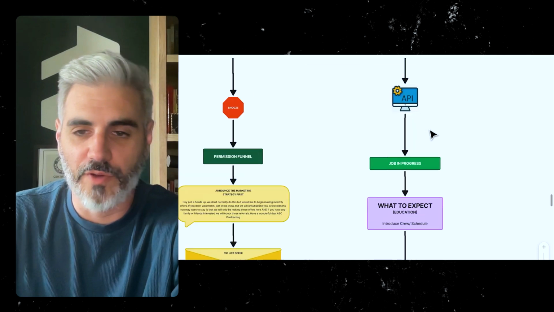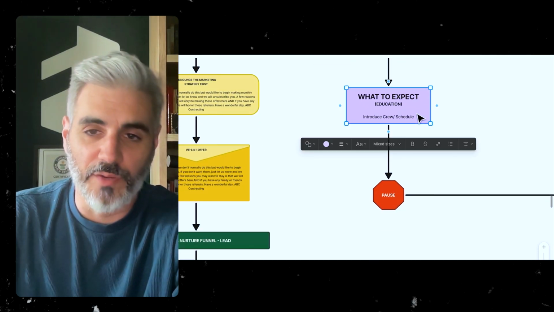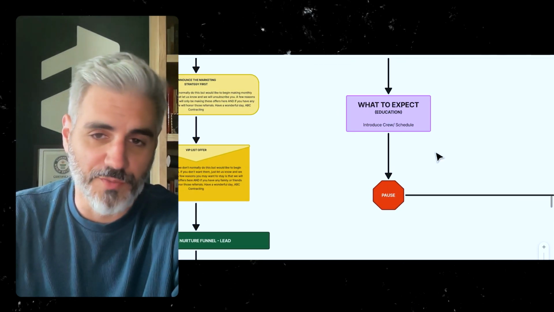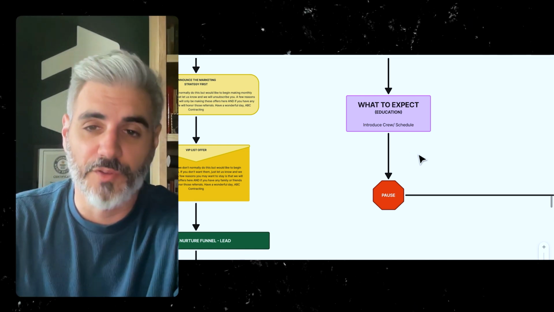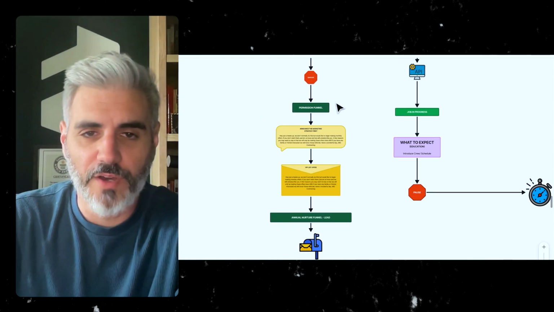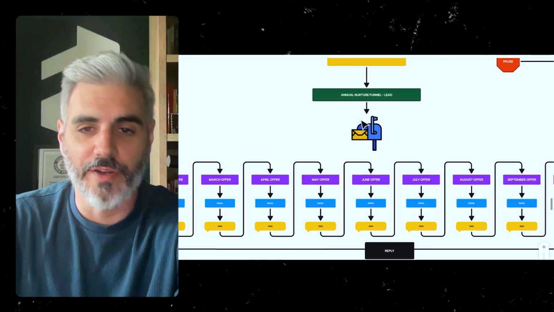And then the yeses go down here, the job in progress. If you've got a roofing company, let's say, you're going to want to send some sort of what-to-expect sequence, introducing the crew, the schedule, all of that, so that people know what to expect. If they say no, they'll go to this permission funnel, then down to this nurture funnel.